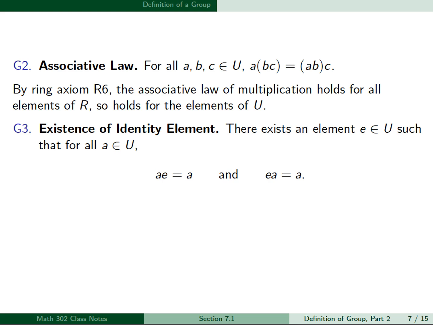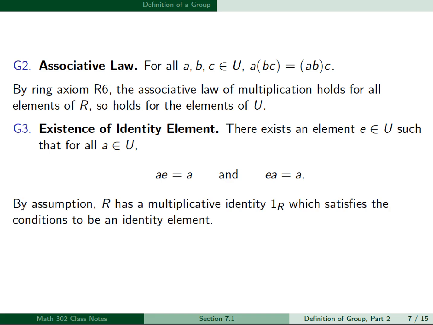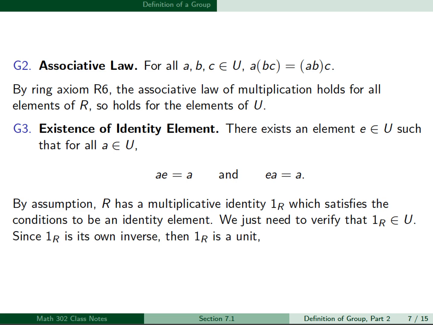Next is G3, the existence of an identity element. There exists an element E in U such that for all A in U, A times E is A, and E times A is A. By assumption, R has a multiplicative identity 1 sub R, which satisfies the conditions to be an identity element. We just need to verify that 1 sub R actually belongs to U. And since 1 sub R is its own inverse, then 1 sub R is a unit. So 1 sub R belongs to U, and U satisfies G3.